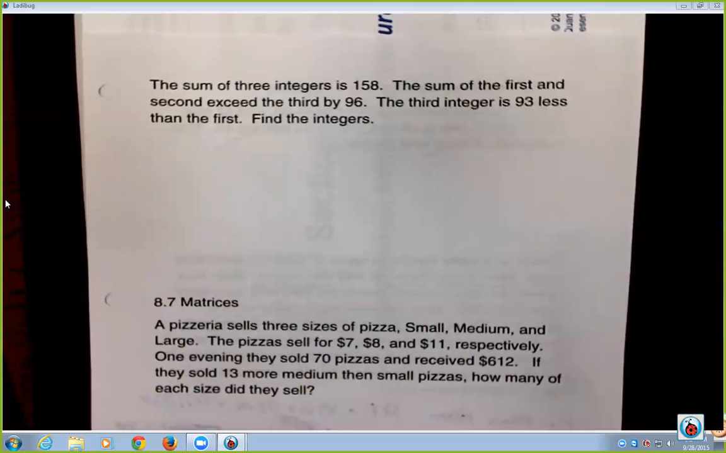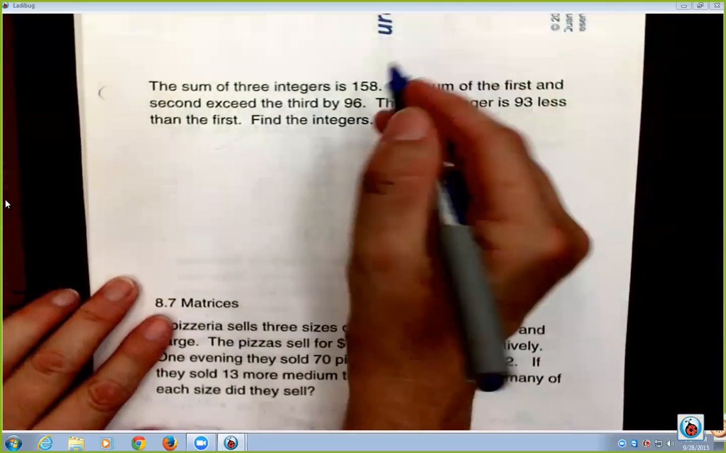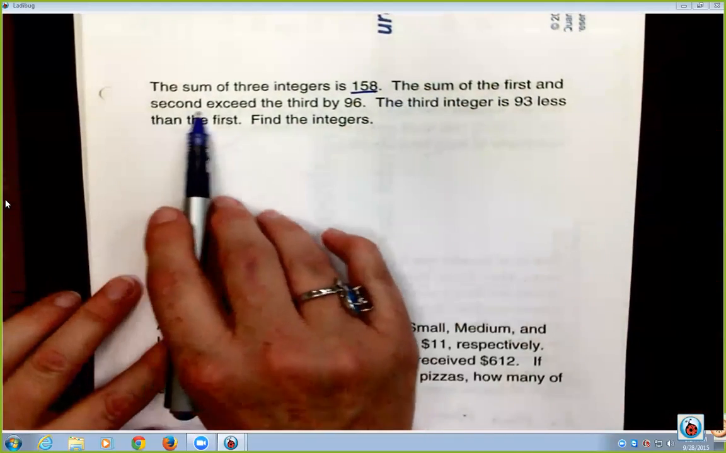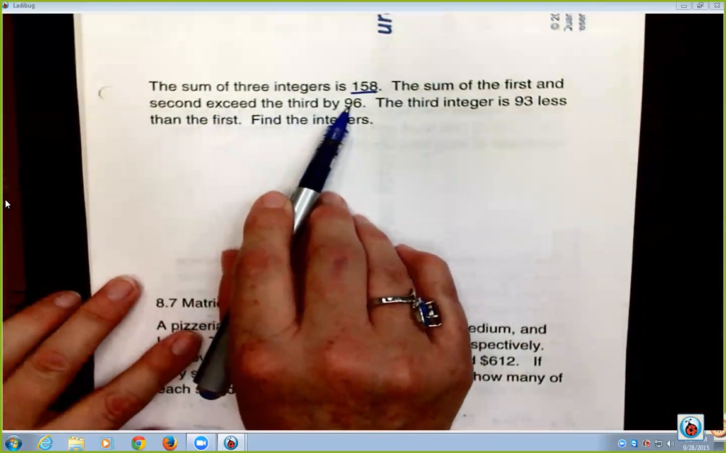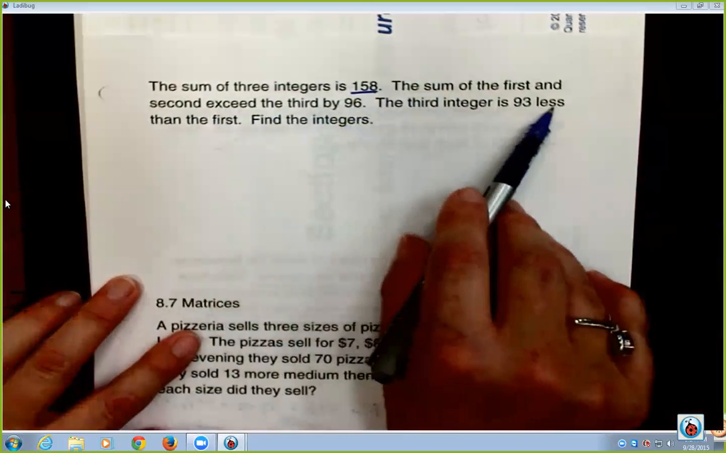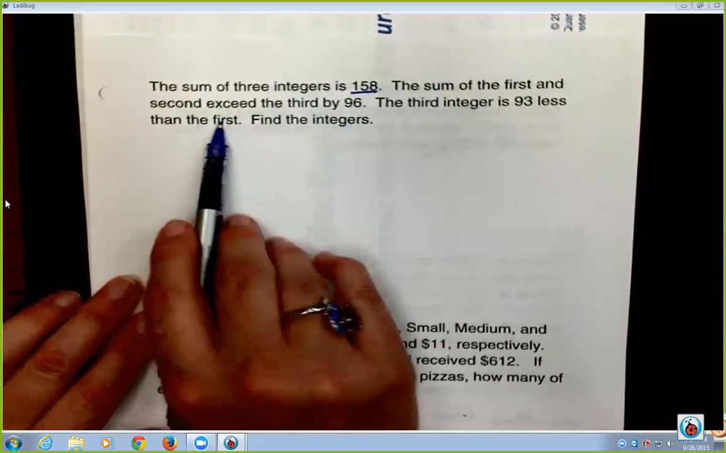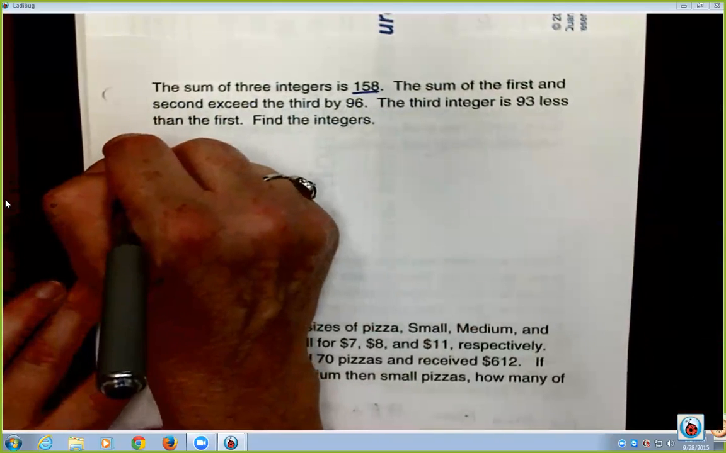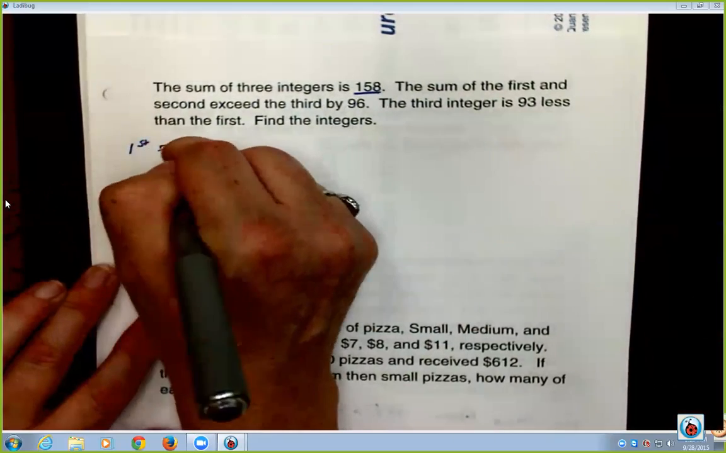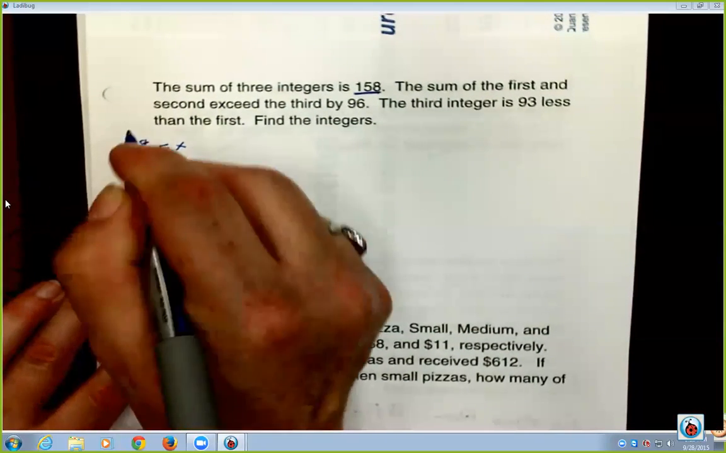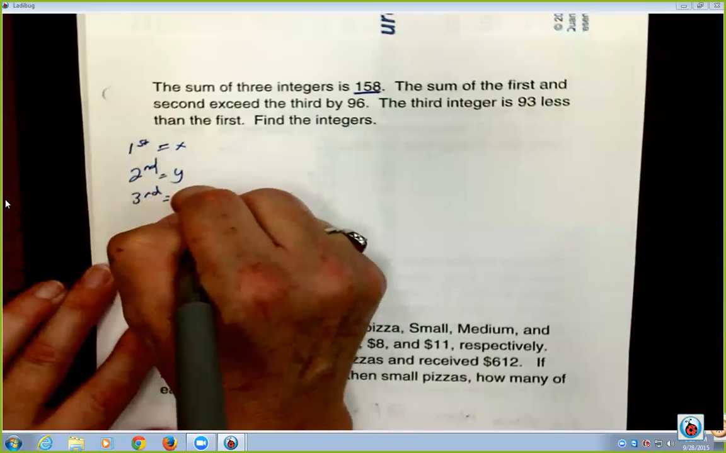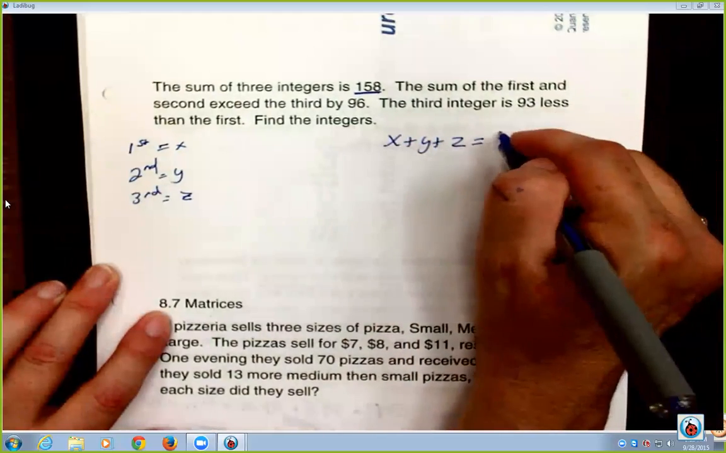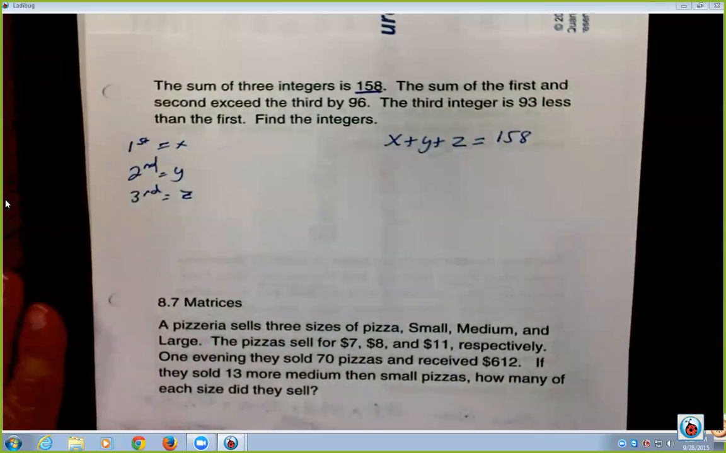And getting back into this other story problem here. So it says the sum of three integers is 158. The sum of the first and the second exceed the third by 96. The third integer is 93 less than the first. Find the integers. So the sum of three integers is where we start. So that means I have the first is x, the second is y, the third is z. So the first statement is x plus y plus z equals 158. So I think that's the easy piece.